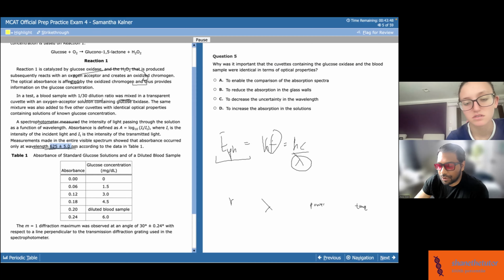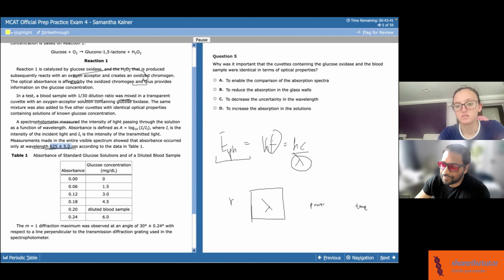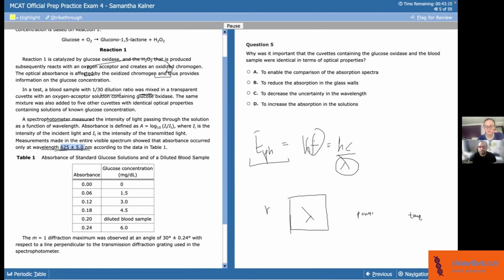But I didn't say this at the time, we could have also just used wavelength to solve for energy, right? If those two things are constants. If H and C are constants, then yeah, H and C will always be constants, right? I don't know what the values are, but I guess that makes sense.